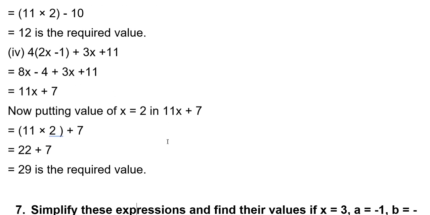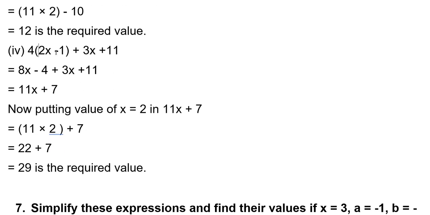Fourth problem, 4 into 2x minus 1 plus 3x plus 11. That is equal to 8x minus 4 plus 3x plus 11. That is equal to 11x plus 7. Why? Because 8x plus 3x is 11x, and plus 11 minus 4 is 7. Now putting the x value 2, 11 2s are 22, plus 7 is equal to 29, the required value.